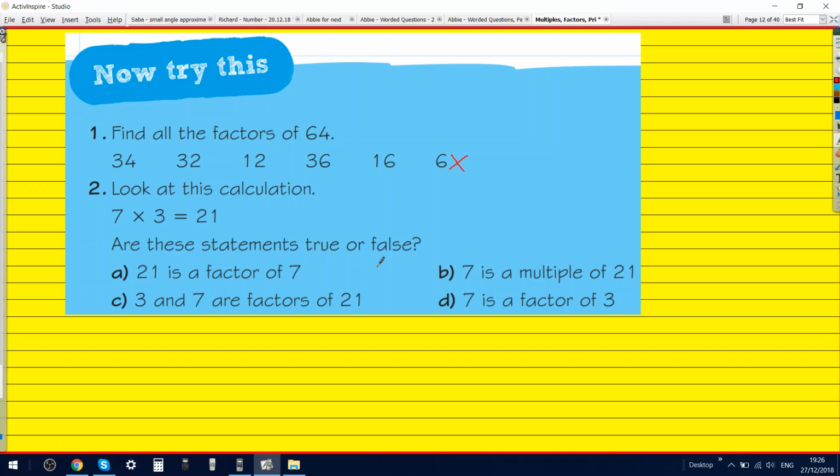I think it might be in the 12 times table. No. 12 times 5 is 60. Sorry, it's not 12 either. I think 32 is one of the factors. 32 times what makes 64? 2, I think. Yeah, so that means that's one. Yeah, that's one.